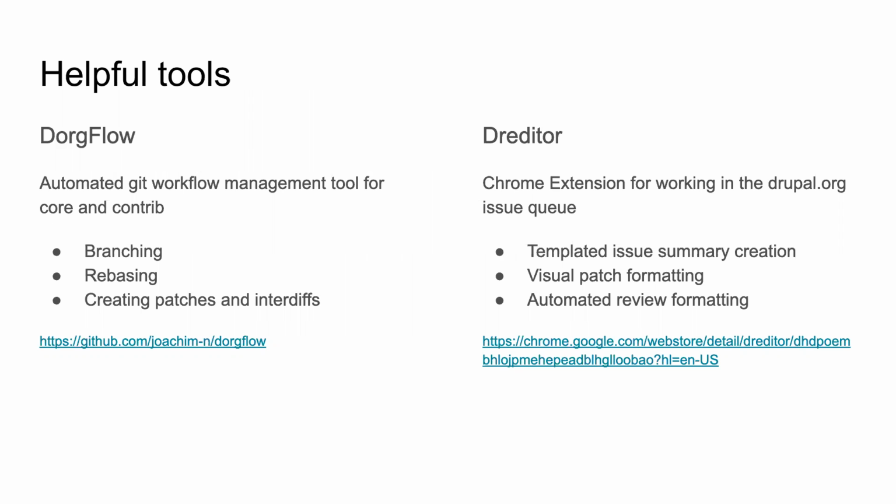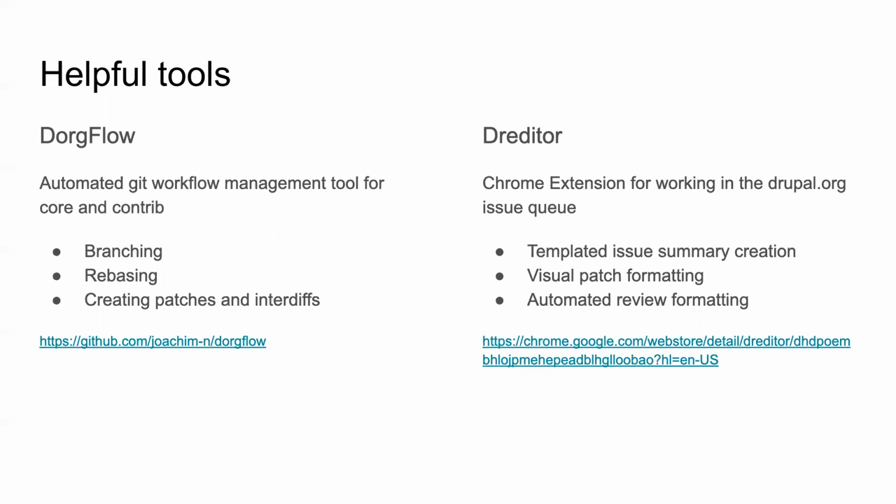There are two tools that I like to use to work in the issue queue. The first is a tool that really helps in creating patches called Dorgflow, and it's written and maintained by Joachim Noreiko. It's very helpful in maintaining branches for each issue and creating patches and interdiffs for easy review. It's also able to use the Drupal.org API to retrieve and apply other people's patches to an issue to allow for collaborative work. While you can do everything it does using pure Git commands, Dorgflow offers a number of shortcuts to make managing issue queues easier, particularly when you're jumping back and forth from issue to issue.